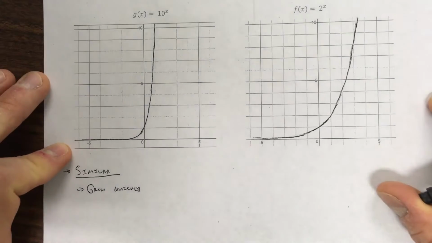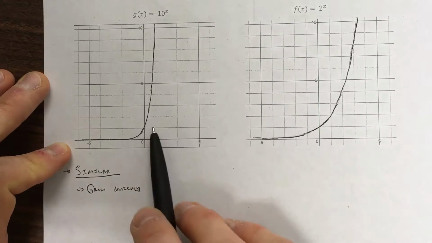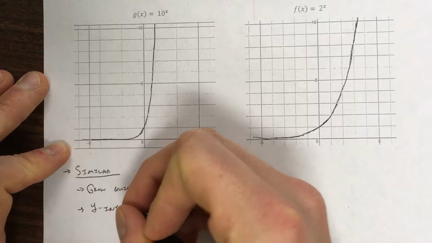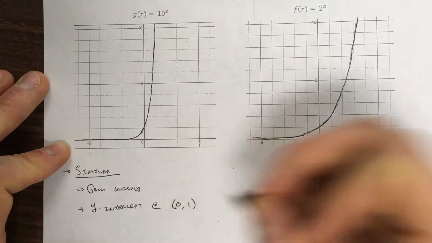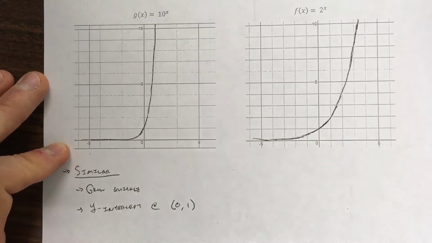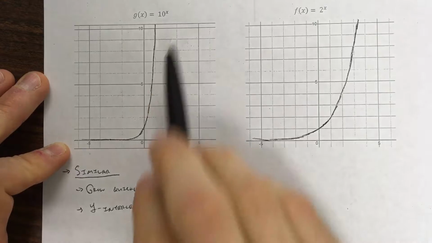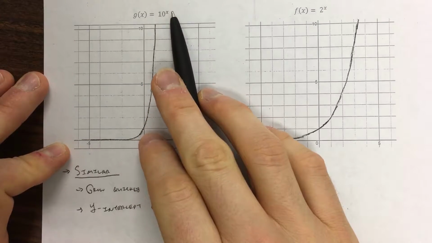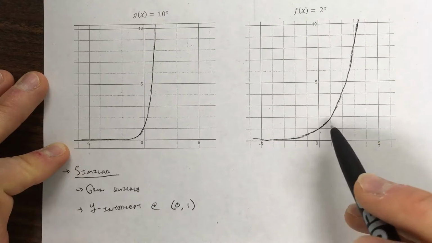Another thing we noticed is that they both cross the y-axis at 1. So they both have a y-intercept at (0, 1). We were able to talk about this a lot during the warm-up, but it makes sense because if we plug 0 into this function, we have 10 raised to the 0. Well, anything raised to the 0 power is 1. Same thing here, 2 raised to the 0, that's just 1.